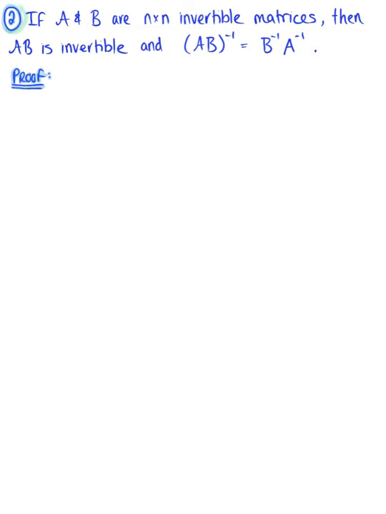So the second property of this theorem says that if matrix A and matrix B are n by n invertible matrices, then their product, matrix A times matrix B, is invertible, and the inverse of the product, A times B, is equal to the product, the inverse of matrix B, multiplied by the inverse of matrix A. So, to get us started, we simply want to let matrix A and matrix B be n by n invertible matrices.